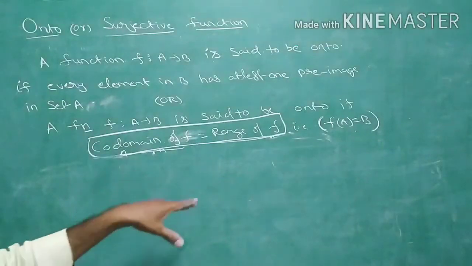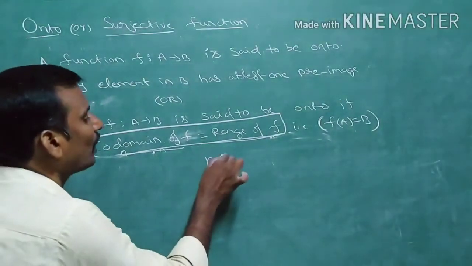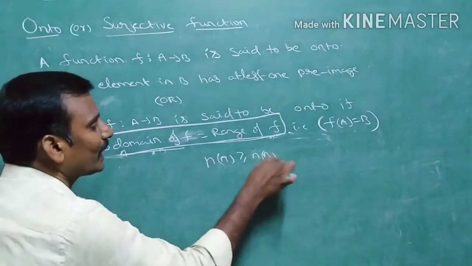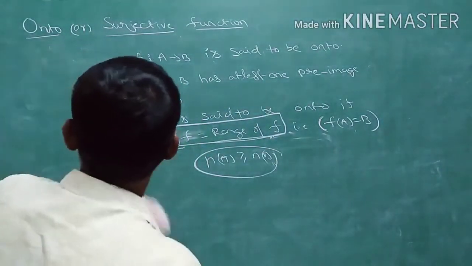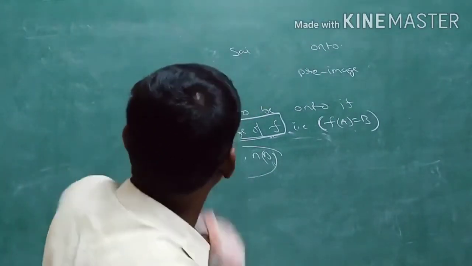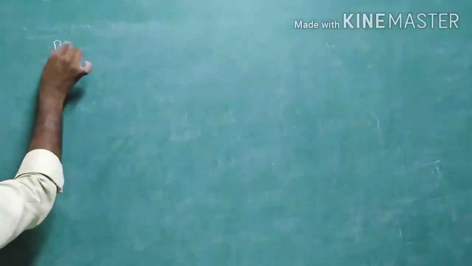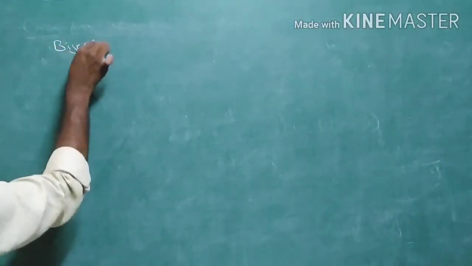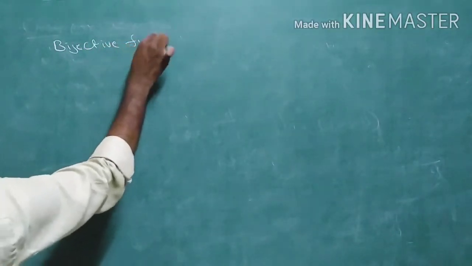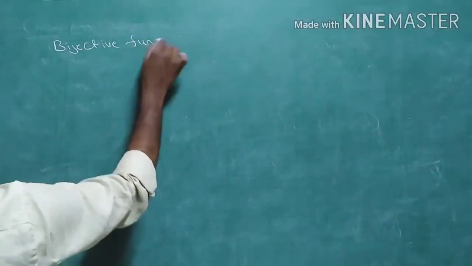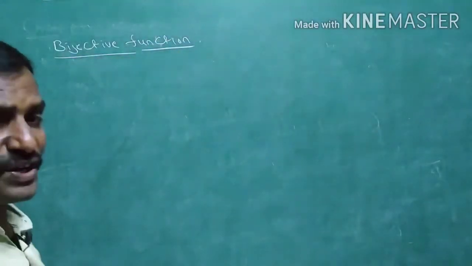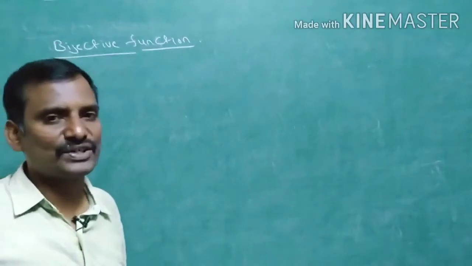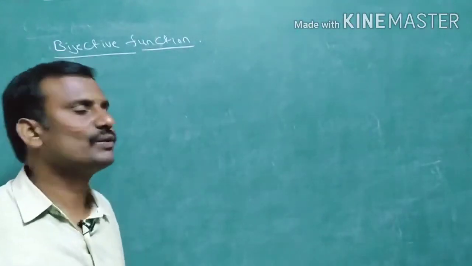And the condition I have also explained. What is the condition for onto? n(A) is greater than or equal to n(B). Okay. Next, bijective. The next definition is the bijective function. So bijective functions are one-one and onto functions. That one is also a one-one and onto function.